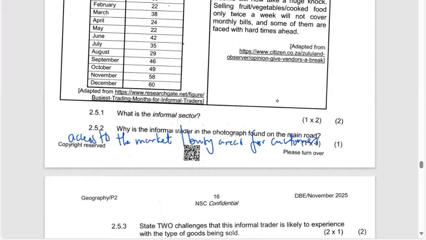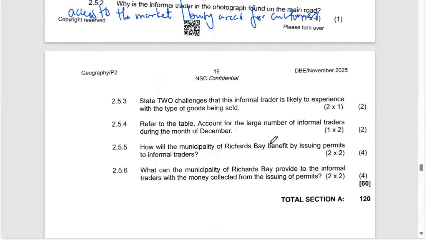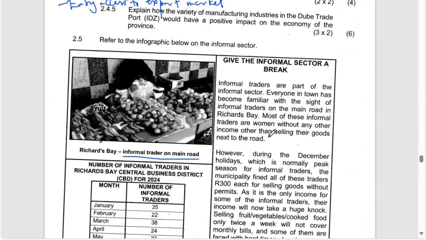Right. Then the next question is saying, 2.5.3, state two challenges that this informal trader is likely to experience with the type of goods being sold. The question is specific, with the type of goods being sold. The challenge is what type of goods are being sold. We are told here that this informal trader is specializing in fruit and also in vegetables. So the question, in other words, is looking for typical problems for a person who is trading informally and selling that kind of product. What typical challenges?